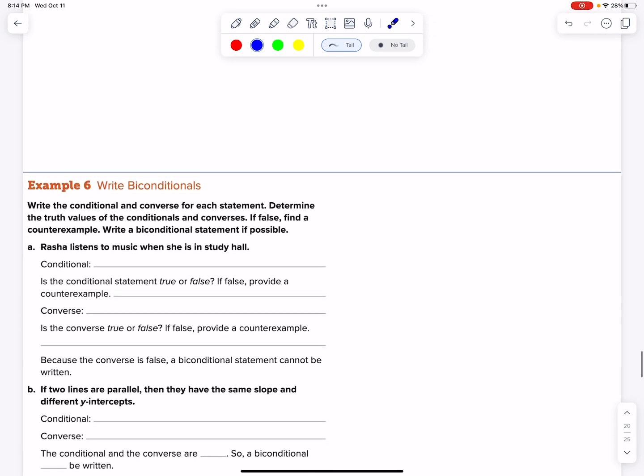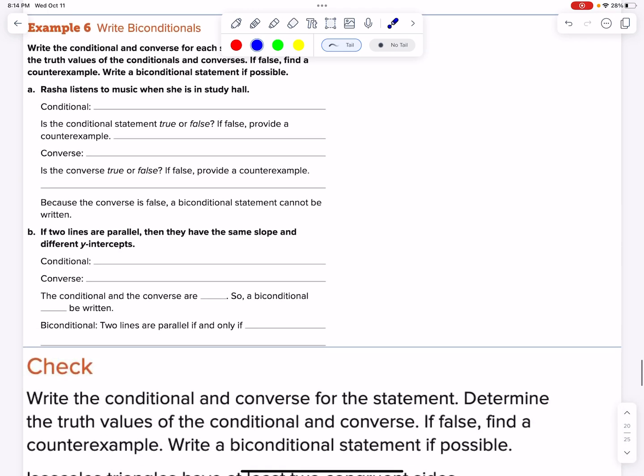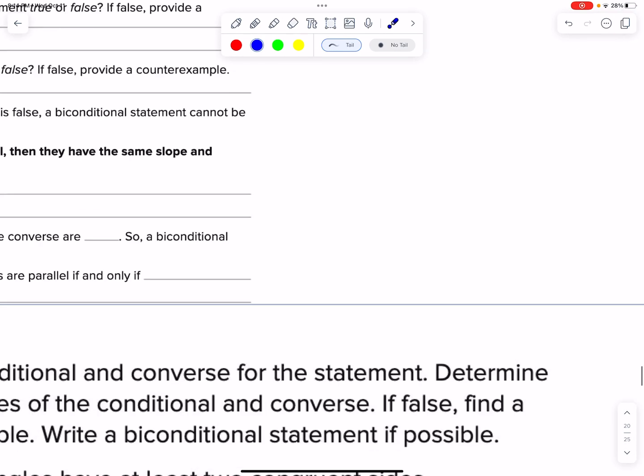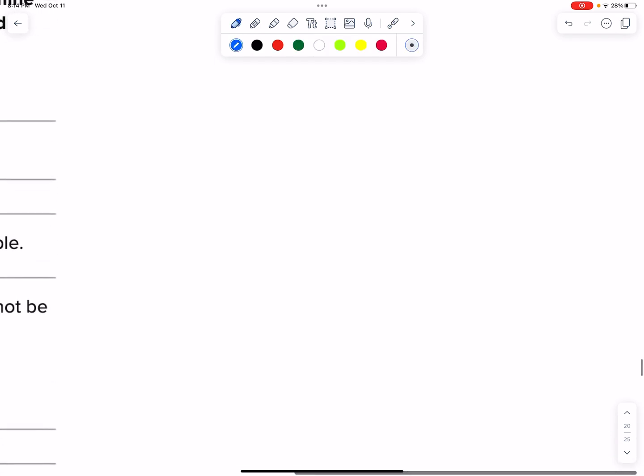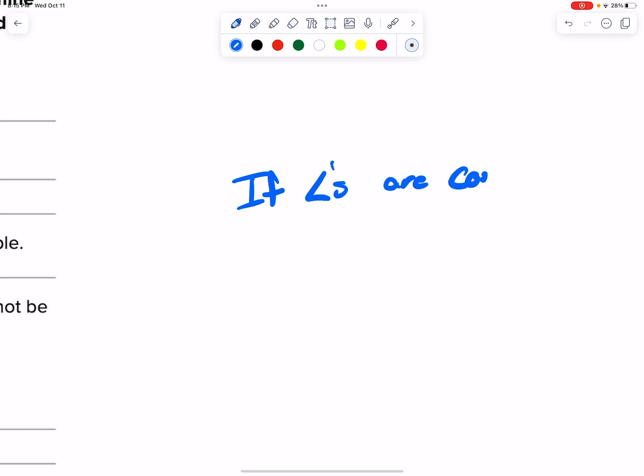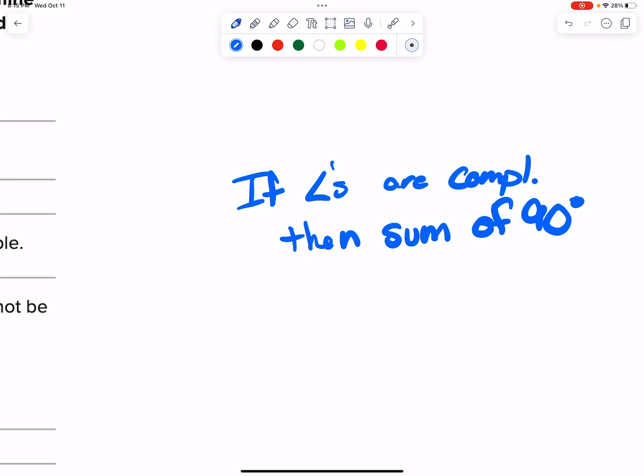Okay, so again, I'm going to do something a little different rather than messing with that. Let's talk about something that we know to be true. So let's say we have the conditional statement: if angles are complementary, then they have a sum of 90 degrees. Okay, we know that that's true. We also know that the converse, inverse, and contrapositive are true.